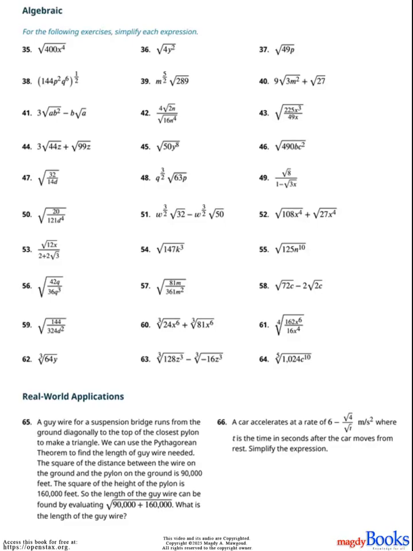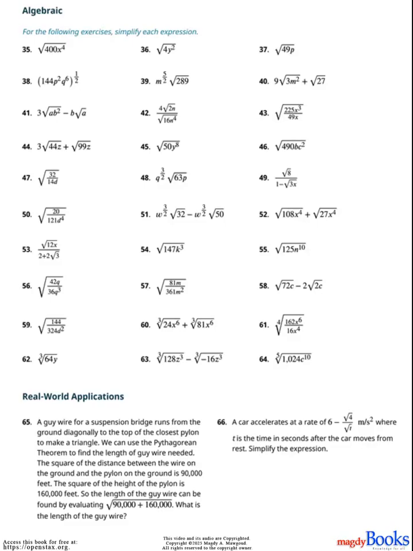60. Cube root of 24x to the power of 6 plus cube root of 81x to the power of 6. 61. Fourth root of 162x to the power of 6 over 16x to the fourth power. 62. Cube root of 64y. 63. Cube root of 128z to the third power minus cube root of negative 16z to the third power. 64. The fifth root of 1024c to the power of 10.